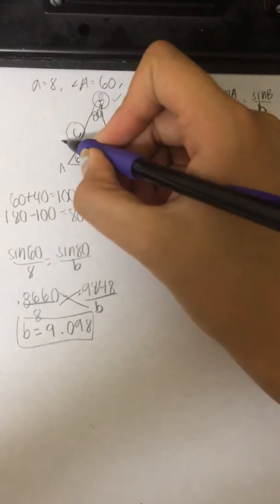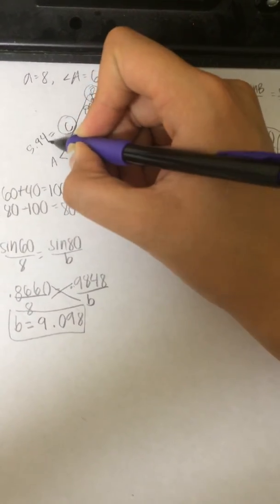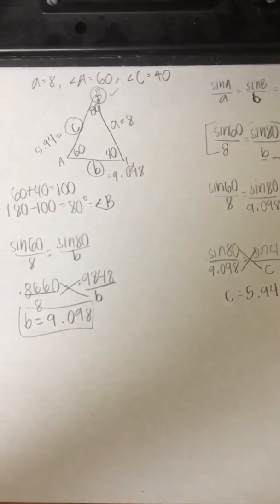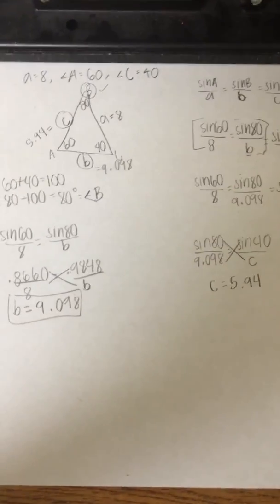So now you found your side C, which is 5.94, and your problem solving of law of sines is done, because now you have all the angles and all the sides. So you are done.